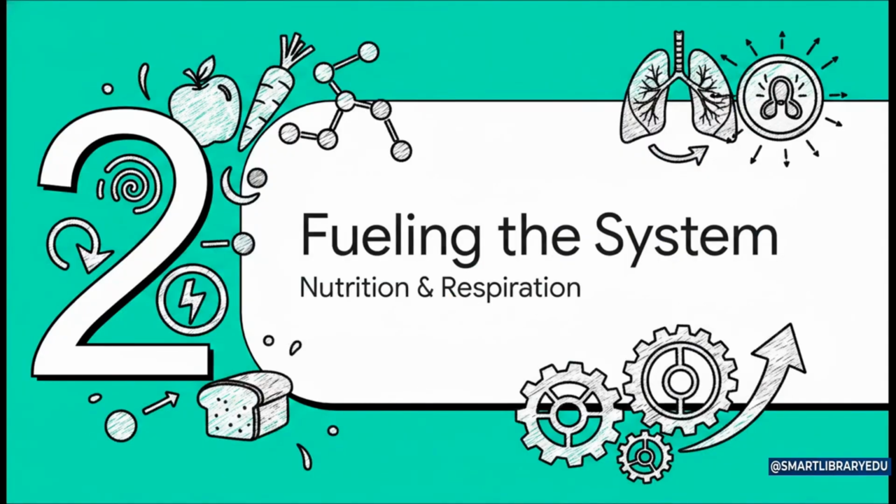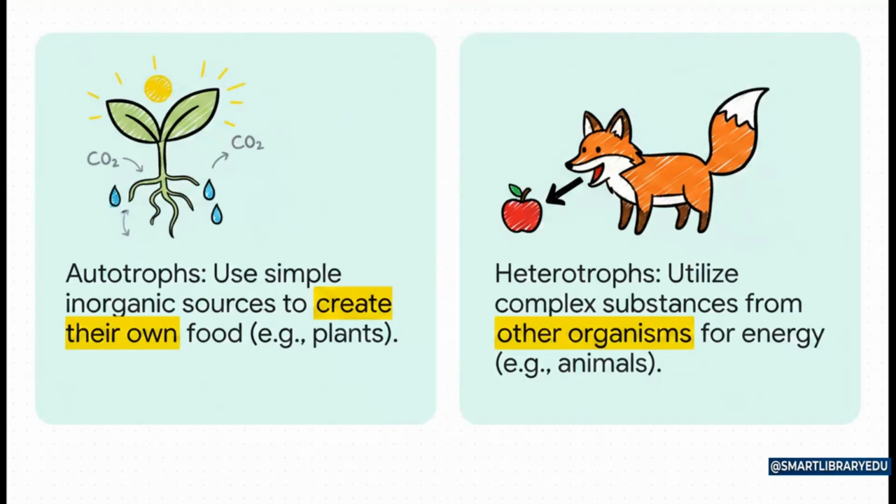Okay, so if you're going to do a constant repair job, you need two basic things, right? You need building materials, and you need the energy to do the work. And that's where our first two life processes come right in: nutrition and respiration. Now, living things have basically developed two main strategies for getting fuel. You've got your autotrophs, like plants. Think of them as the ultimate do-it-yourself experts. They make their own food from simple stuff like sunlight, water, and air.